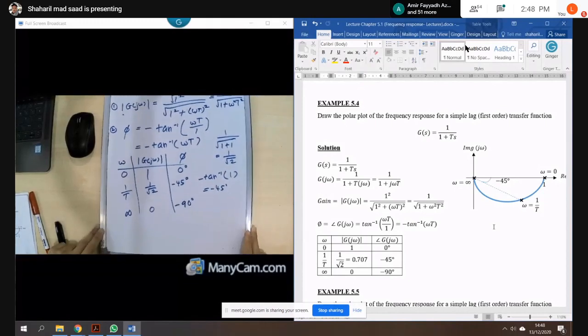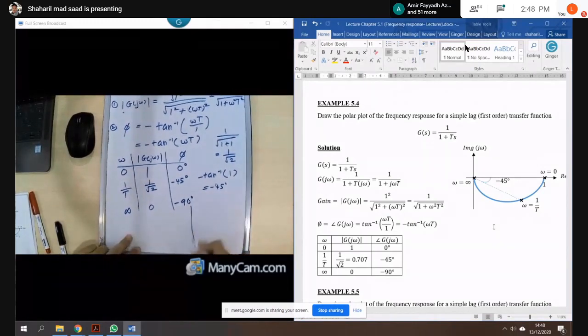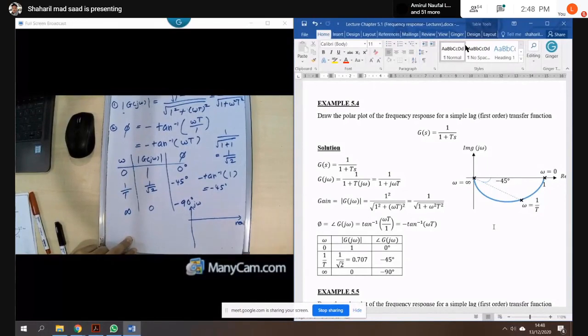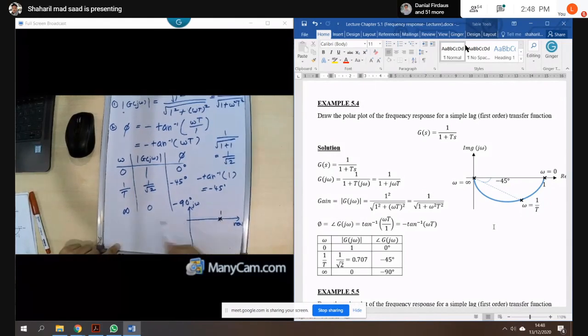Alright, so how to plot this one? Now you have j omega, and this one here. Okay, for the first point, omega equal to 0, the gain is equal to 1. Okay, 1 here. And then for omega equal to infinity, this one is omega equal to 0, and this one is omega equal to infinity. The gain is 0. And then you will see that the graph will be something like this one.